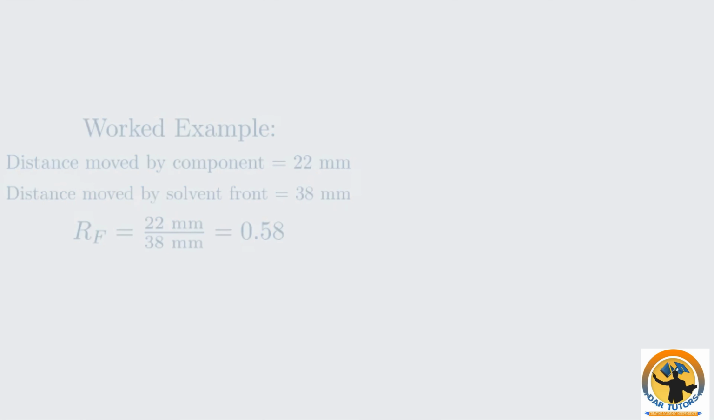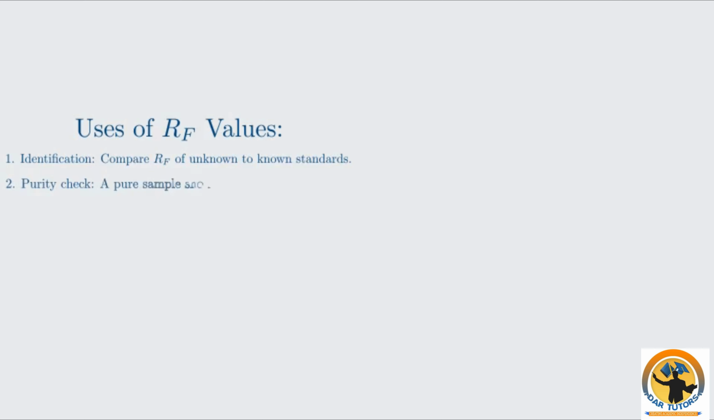A key takeaway is that the RF value is a ratio and is therefore independent of the total distance the solvent travels. It does depend, however, on the nature of the stationary and mobile phases, the compound itself, and temperature. RF values are incredibly useful for identification. If you run an unknown sample alongside a known reference compound and they produce spots with the same RF value, it is strong evidence that they are the same compound. Scientists also use tables of RF values obtained under standard conditions to identify unknown substances.